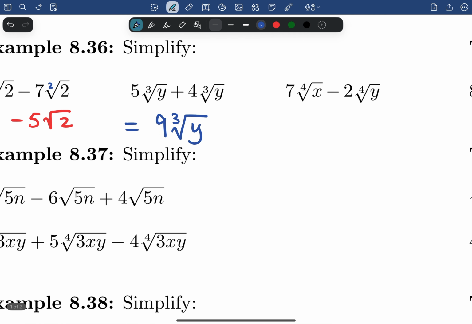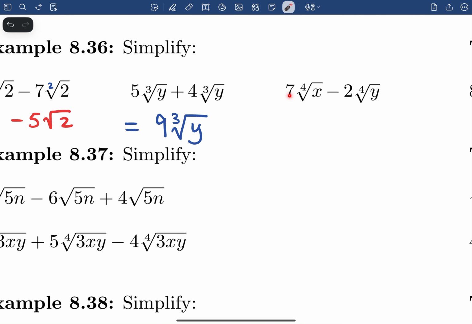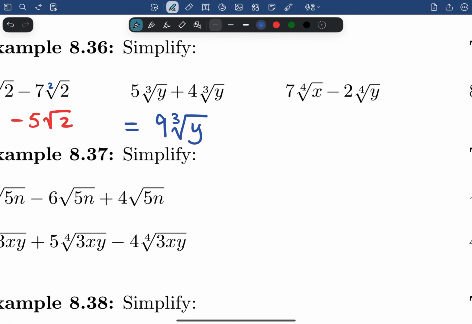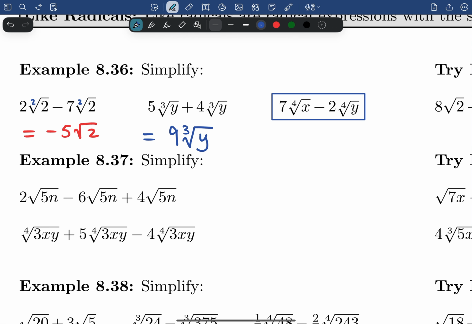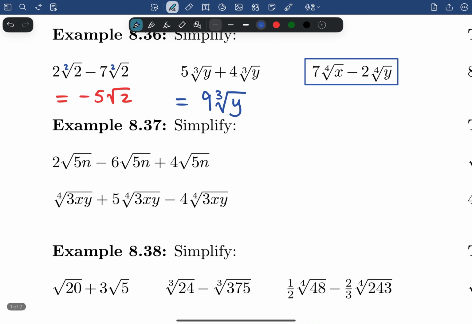Let's try it again. And here we see 7 times the fourth root of x minus 2 times the fourth root of y. And I stop and I think, wait a second. Hey, we have the same index value, but we don't have the same radicand. So these are not like radicals. They cannot be combined together. And so this is as far as it simplifies. It doesn't simplify any further than the original statement. That's as far as it goes. I'm done. Let's practice some more.